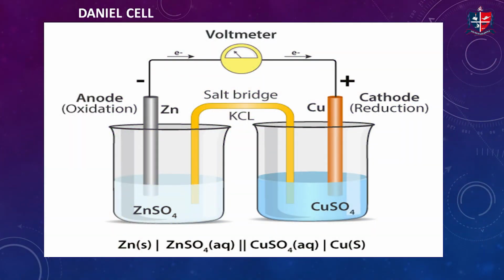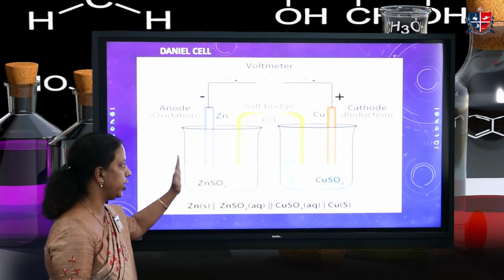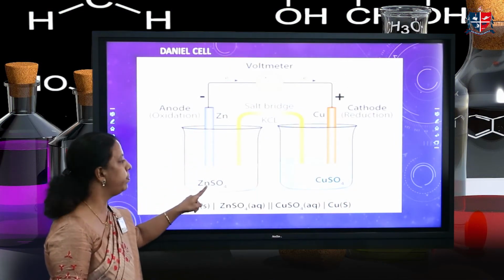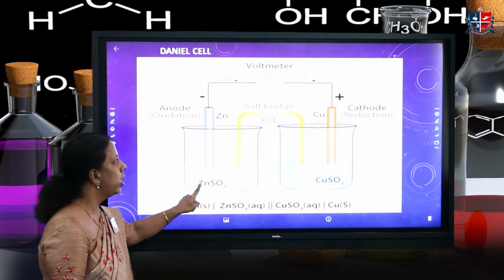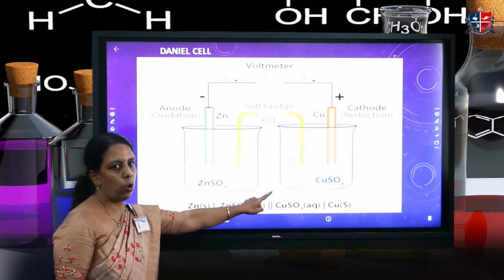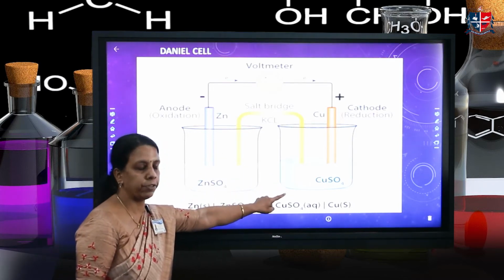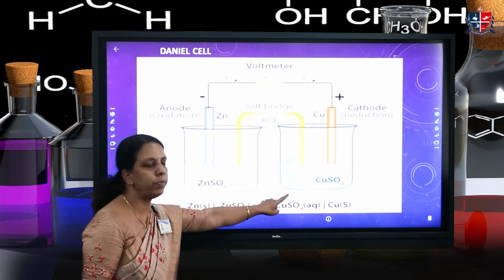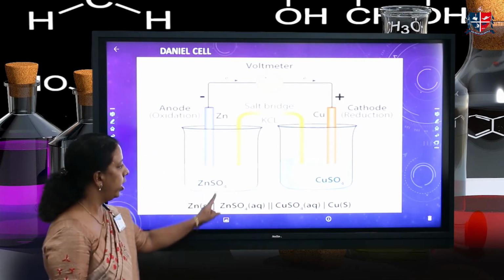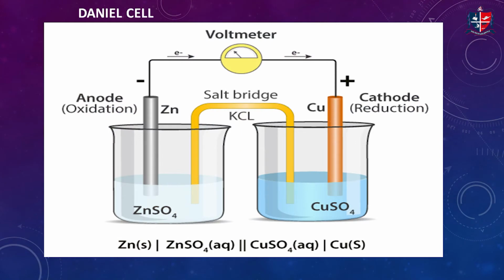Here is a diagram for the Daniell cell. Here the left hand side represents the oxidation half cell. Zinc is dipped in zinc sulfate solution. The right hand side shows the copper or reduction half cell. Copper rod dipped in copper sulfate solution. See, the two solutions are connected by means of the salt bridge, and we can also see the external circuit.